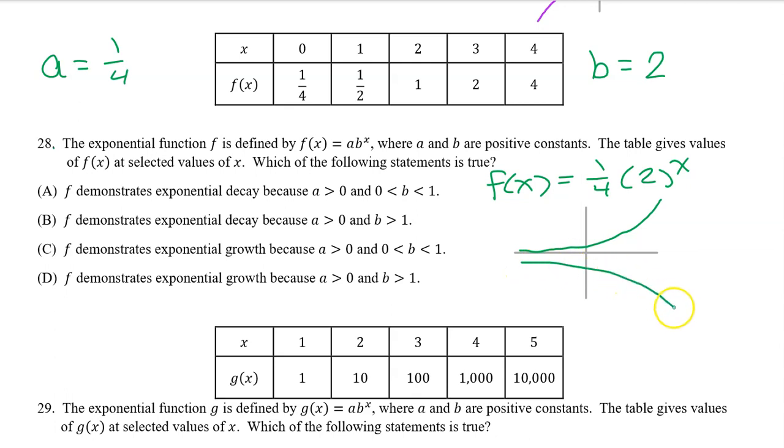If we did have an example that was below the x-axis, this is neither growth nor decay. Exponential growth and exponential decay both have to be above the x-axis. That growth looks like that. Decay would look like that. So we have exponential growth. Okay, so that's either C or D. And it was because the a value is greater than 0. They both say that. And because the b value is greater than 1, only D says that.